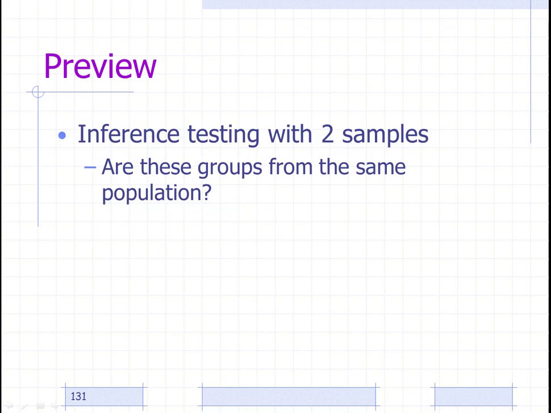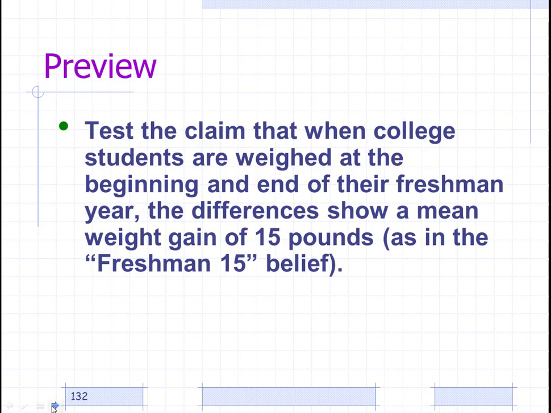We've done confidence intervals with proportions, we've done inference testing with one sample. Now we're going to move on and do inference testing with two samples. And the question that we are going to ask is, are these groups from the same population? Here is what we're going to talk about as we go through this section.